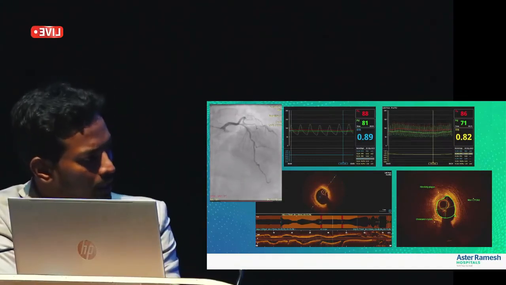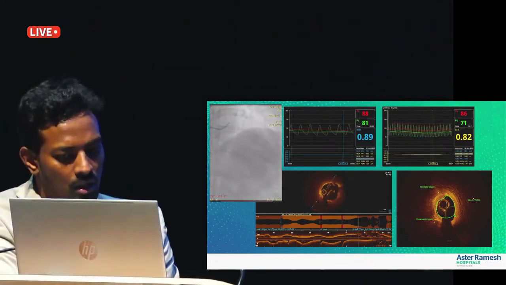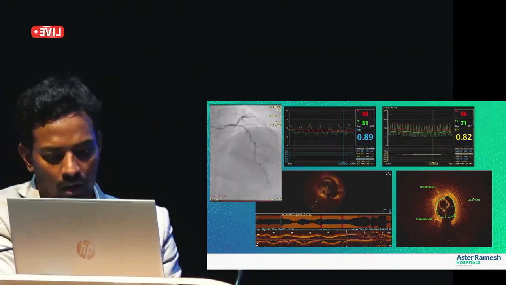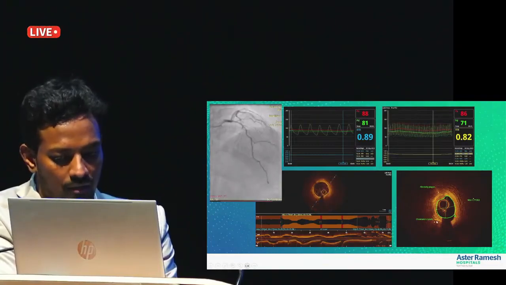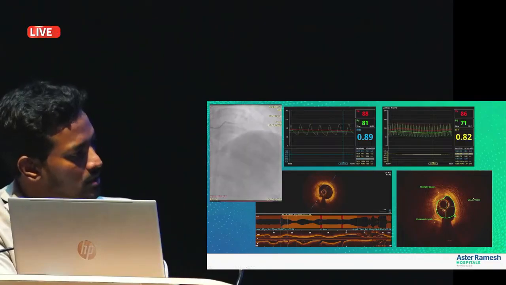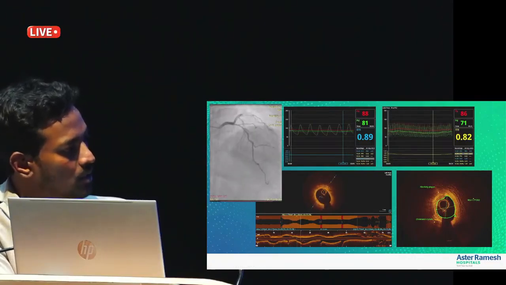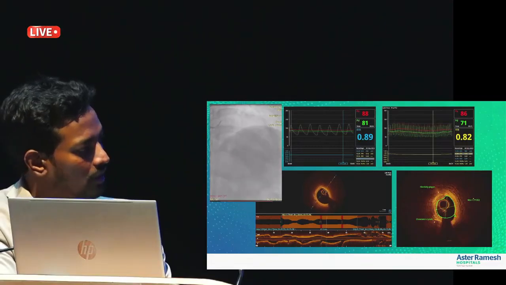The OCT had a minimal luminal area of 1.77, with an area stenosis of 72%, and it was also a fibrofatty plaque. You can also see cholesterol crystals at the 7 o'clock position as well as the 11 o'clock position. So we have vulnerable plaque characteristics on OCT as well as CT coronary angiogram, with borderline FFR and CT-FFR.